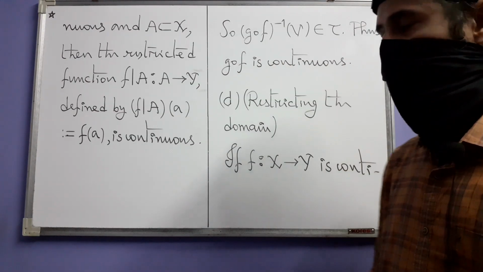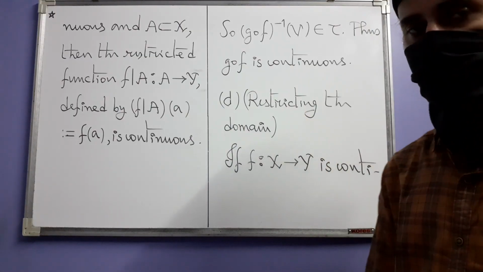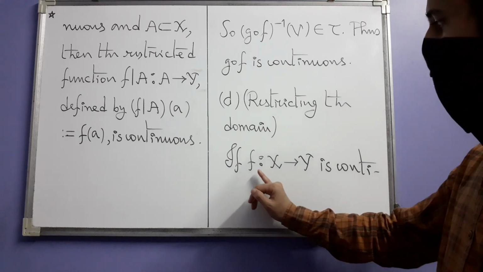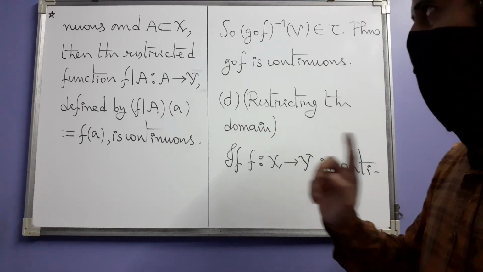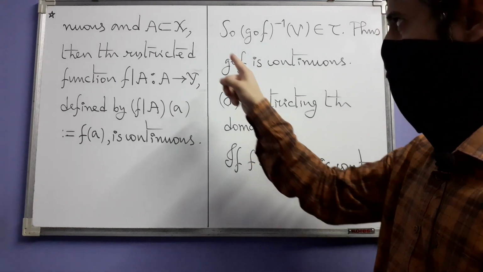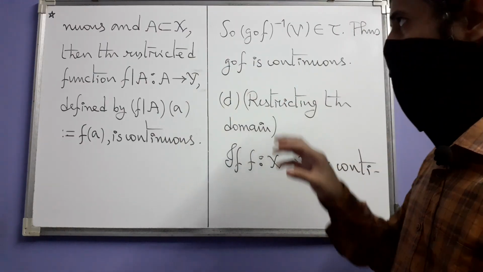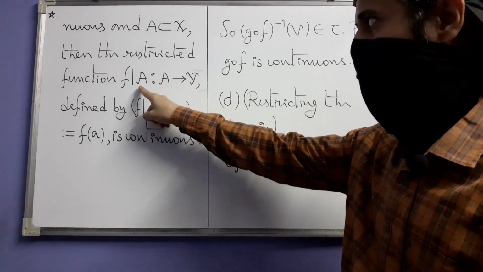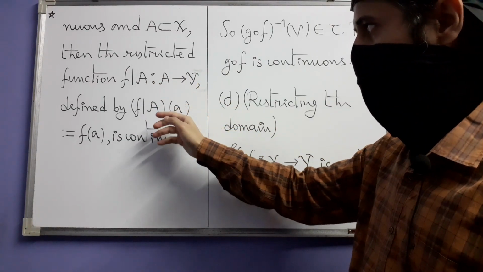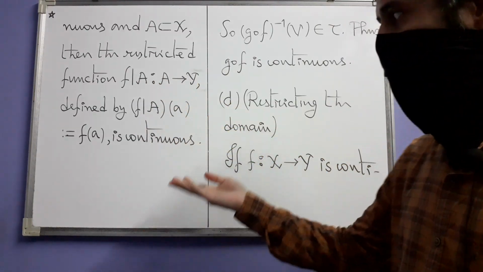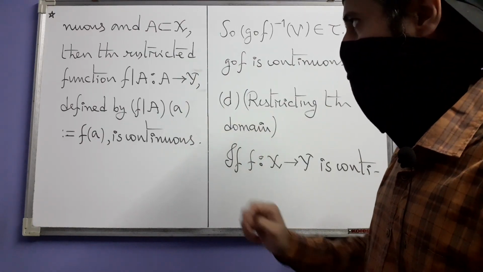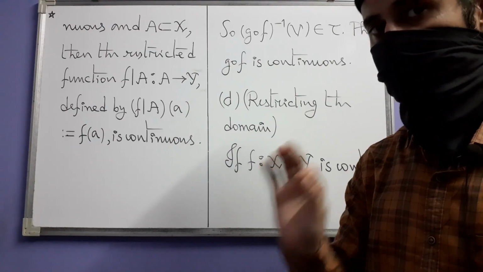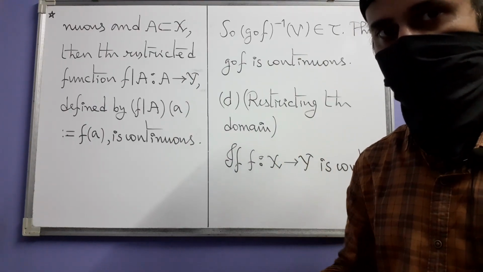Next, part D, which is about restricting the domain of a continuous function. So let f from X into Y be a continuous function and A be a subset of the domain X. Now we are going to restrict this function f to A. So we consider this restricted function, whose definition you probably already know, but still I have written it here. So what this does is that it takes its inputs only from A. In that sense, it's restricted.